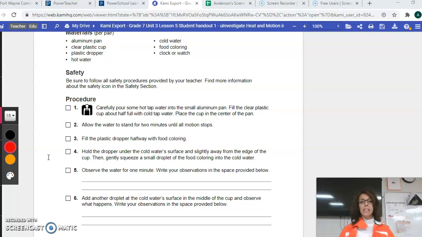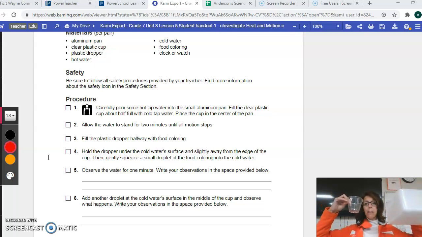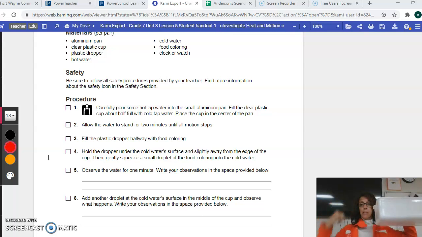You're going to pour the hot tap water into here. I filled it about this full. You fill the clear plastic cup full of cold water, and then you place the cup in the center. You allow it to stand for 2 minutes until all the motion stops.